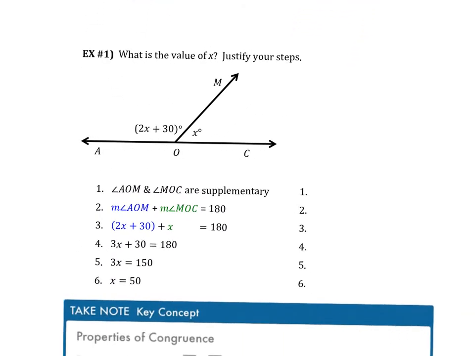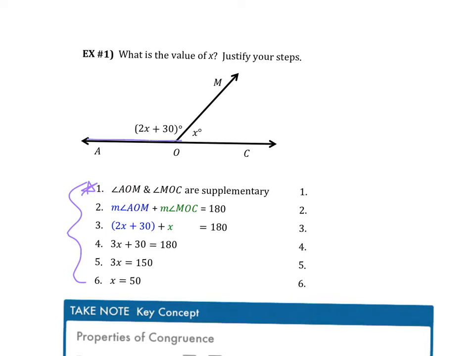They're going to say, what is the value of x, and justify your steps. So this is kind of the basic format for a proof, where on the left side here, they give you all of these steps to be done. And then on the right side, you say why you did them. Okay, so if we look at number 1 here, it says angle AOM and angle MOC are supplementary.